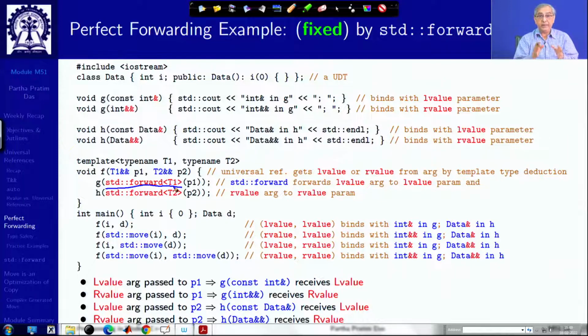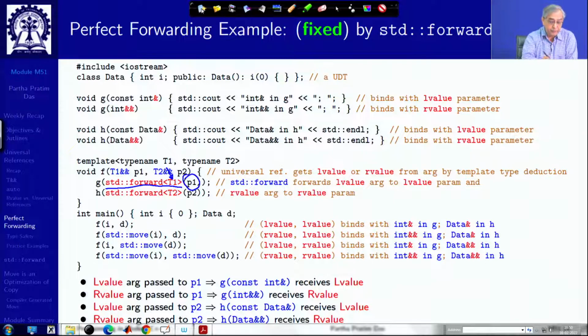What it does is it checks from the T1 by the template deduction what the reference type is, whether it is an L-value reference or an R-value reference. Accordingly, from this pure L-value it either maintains the L-value reference if it is received as an L-value, but makes it an R-value reference if it is received as an R-value. So, std::forward is actually a pair of functions which converts an L-value to an R-value if required, or keeps an R-value as an R-value.